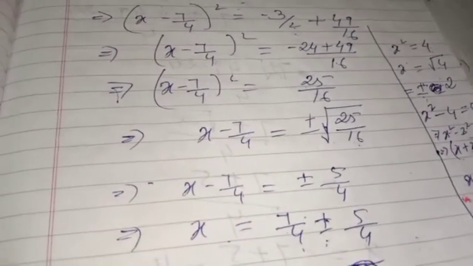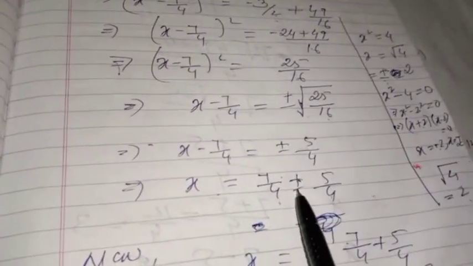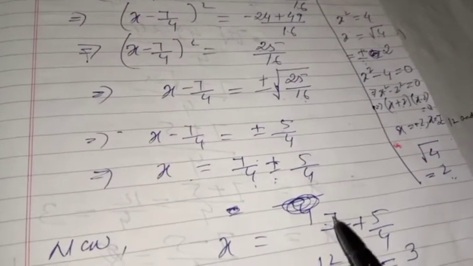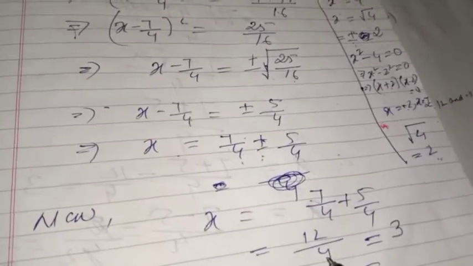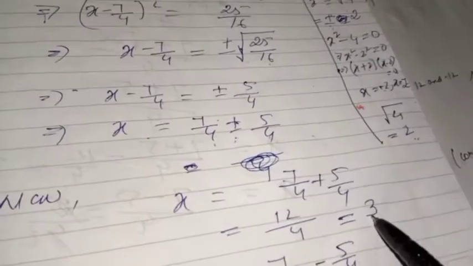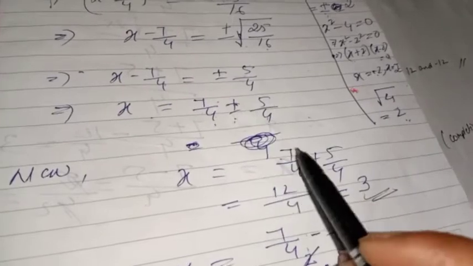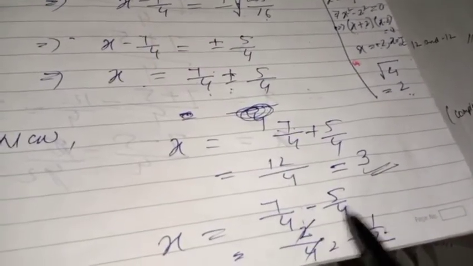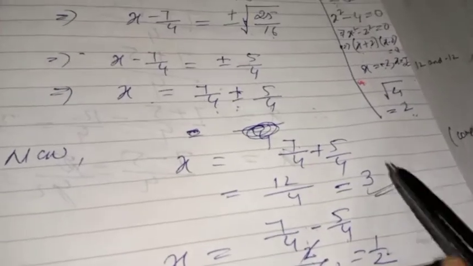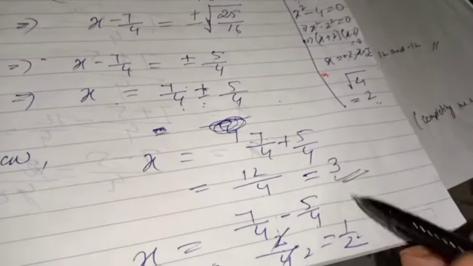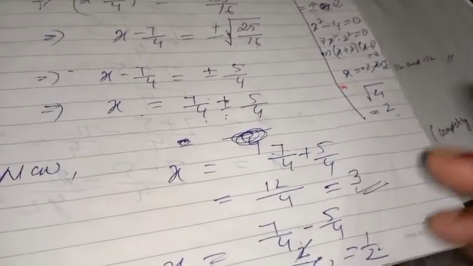Now we need two roots, or not? So here you are getting plus minus. So first you have to take x is equal to 7 by 4 plus 5 by 4. Then the LCM is 4, 7 plus 5 is 12, which gives 3. Second, 7 by 4, because plus and minus, we already took plus. Now take minus 5 by 4. The LCM is 4, 7 minus 5 is 2. So what are the roots? The roots are 3 and half. The answer is 3 and half.